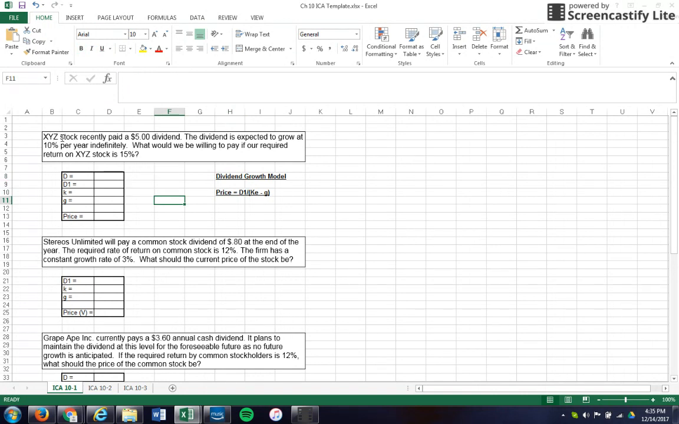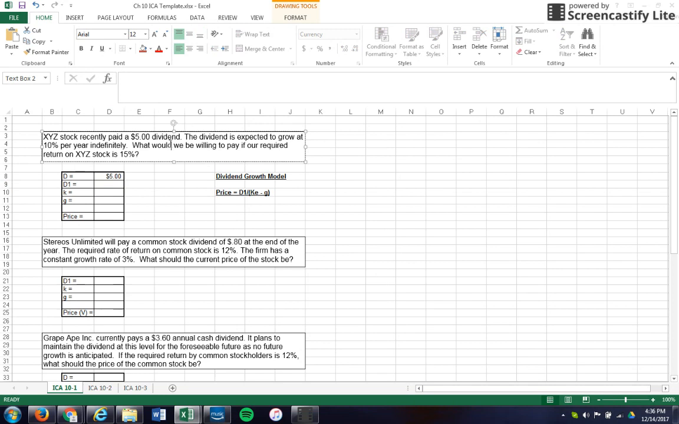So let's try this. XYZ stock recently paid a $5 dividend. So that is our previous dividend. That would be considered D0, which would be $5. So we're going to plug that in right here. Not $500, $5. I'm having problems with my keyboard. There we go. That is our previous dividend, the last dividend, so that would be considered D0.